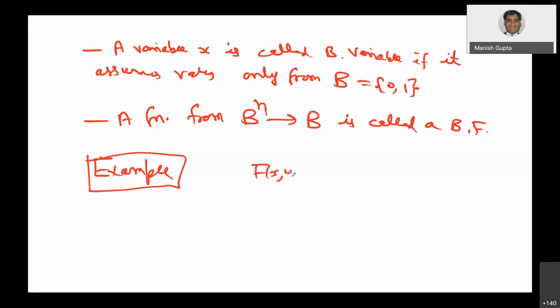f(x, y) is equal to xy. So it's a Boolean function of degree 2. This is defined for every (x, y) in B squared.